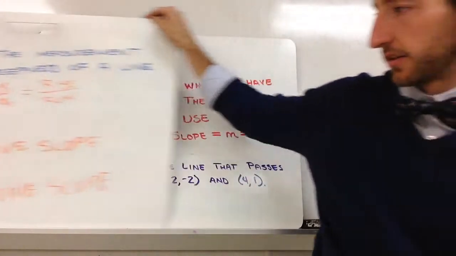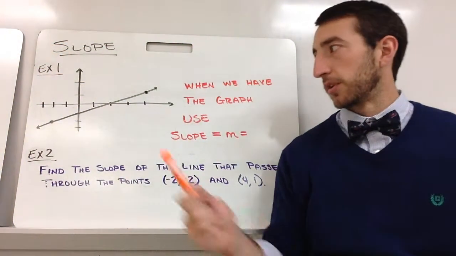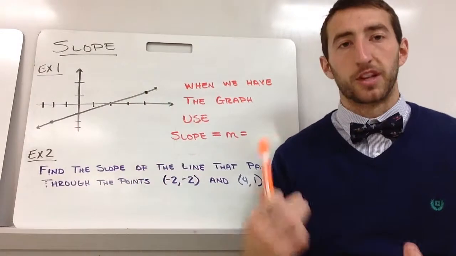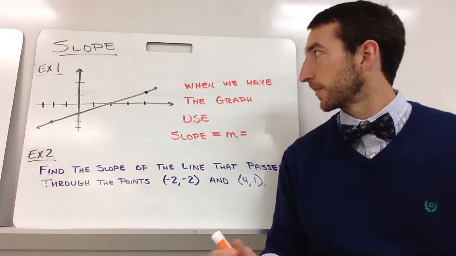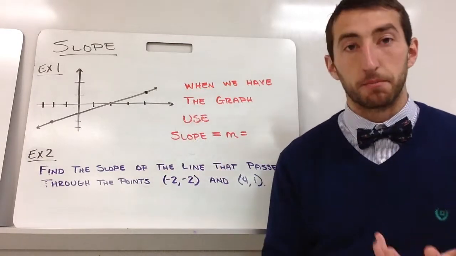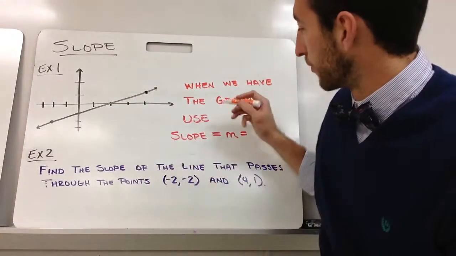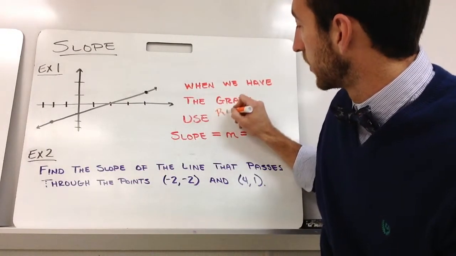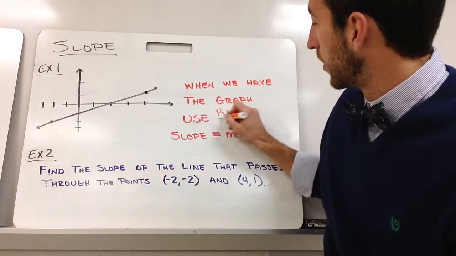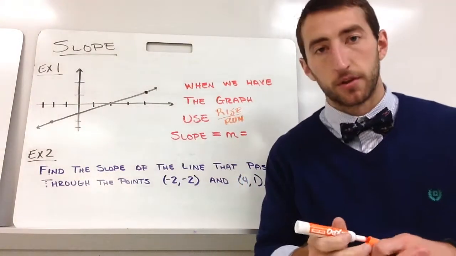Alright, so now let's calculate some slopes. Slopes are always dealing with lines, and lines represent relationships between some ordered pairs. So when we use the graph, the easiest one, if you get this picture, is to do that rise over the run. So we're going to use rise over run whenever we get that graph.